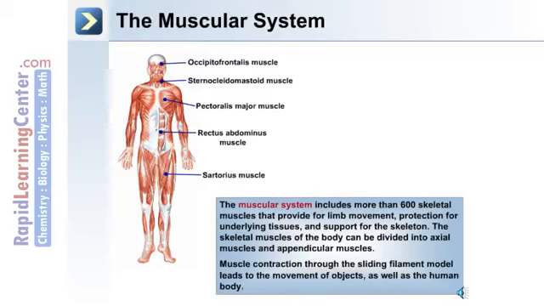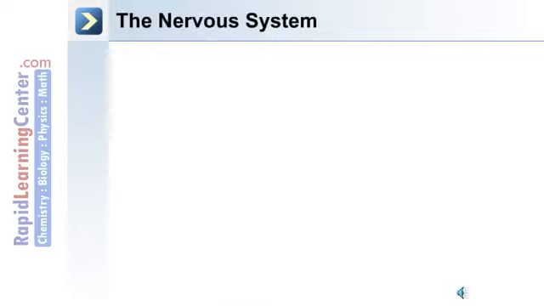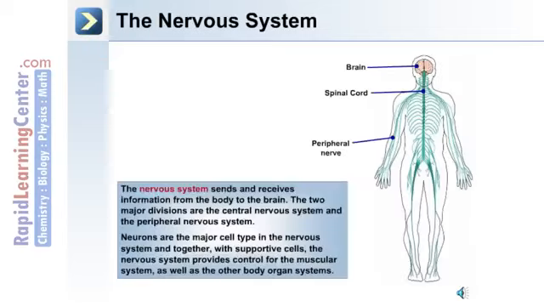The skeletal muscles can be divided into axial muscles and appendicular muscles, much like the skeletal system. Muscle contraction through sliding filaments leads to the movement of objects as well as the human body itself. Muscle contraction, movement of limbs, and the function of other body organ systems are controlled by the nervous system.